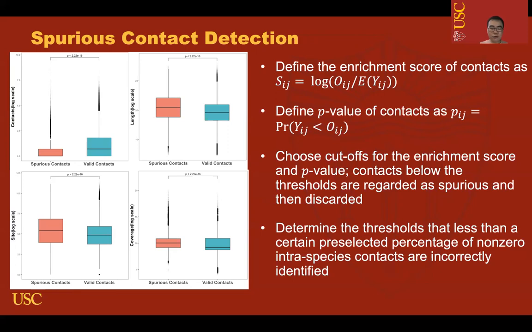And then we choose the cutoff for the enrichment score and p-value, while contacts below the threshold are regarded as spurious contacts and then discarded. We determine the threshold such that less than a certain pre-selected percentage of valid contacts are incorrectly identified as spurious contacts.